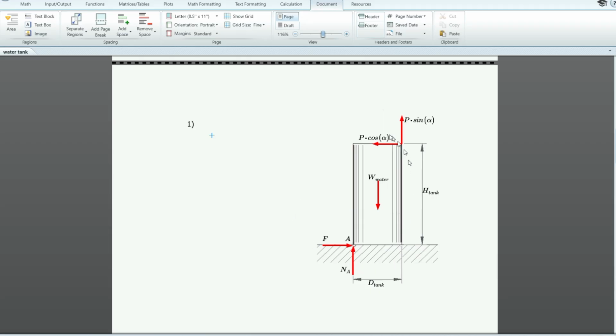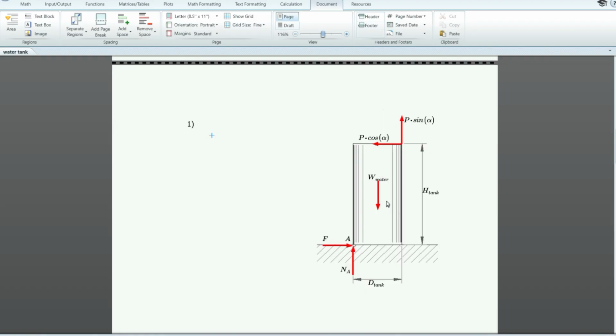Okay, so here's the tank again with the different forces acting on it. Now, since the problem says it is on the verge of tipping, it means the tank is going to be touching the surface at point A only. So that means our normal reaction will be here. So we have N sub A. And then we have the frictional force at A. And then the force P here, which is 60 degrees from the horizontal, is being resolved to its vertical and horizontal components. And then at the middle, we have the weight of the water.